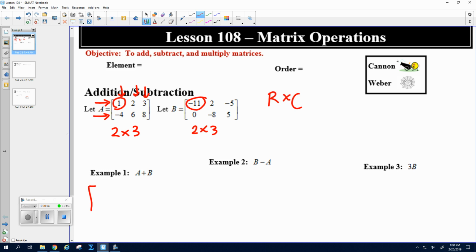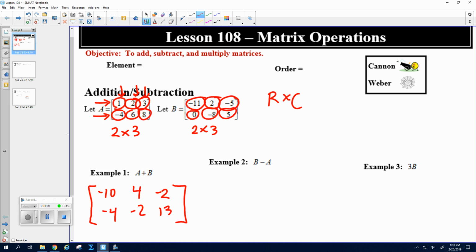So I'm going to make another little 2 by 3 matrix right here, and I'm just going to add 1 plus negative 11, which is negative 10. And then I'm going to add the next element, 2 plus 2. That's 4. And then I'm going to add 3 plus negative 5, which is negative 2. And then I'm going to add 4 plus 0, which is 4. And then I'm going to add 6 plus negative 8, which is negative 2. Then I'm going to add 8 plus 5, which is 13, and call it a day.